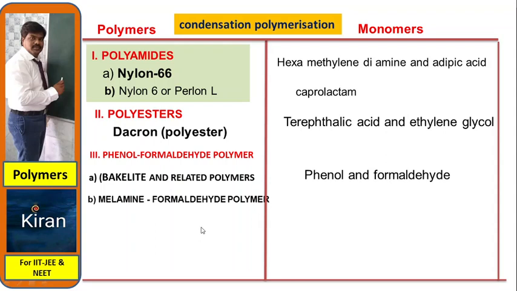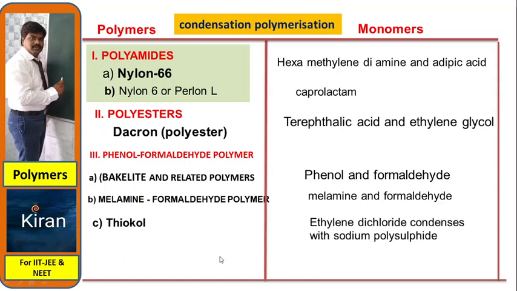Melamine formaldehyde polymer, where melamine and formaldehyde are the monomers. Another one, Thiokol: ethylene dichloride condenses with sodium polysulfide. These two, sodium polysulfide and ethylene dichloride, are the monomers of Thiokol. So these are all the examples for condensation polymerization or polymers. How these will be prepared, we'll see one by one.